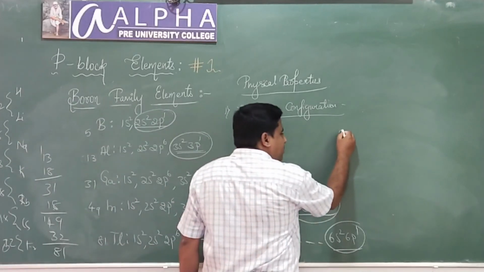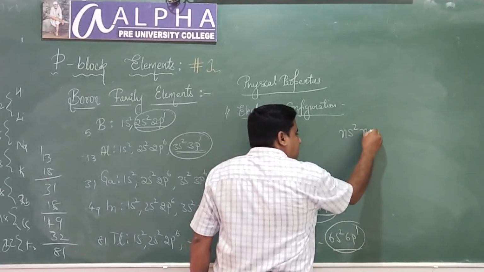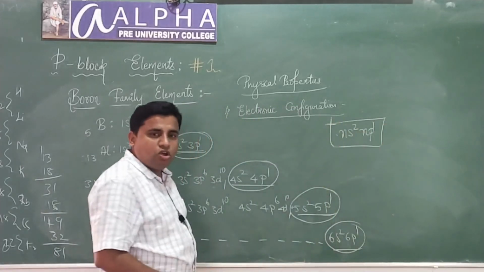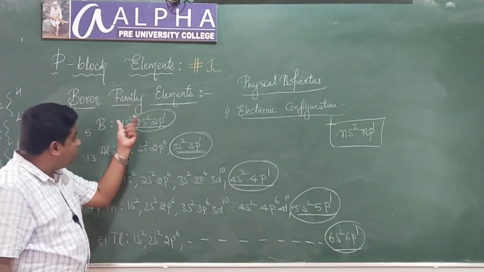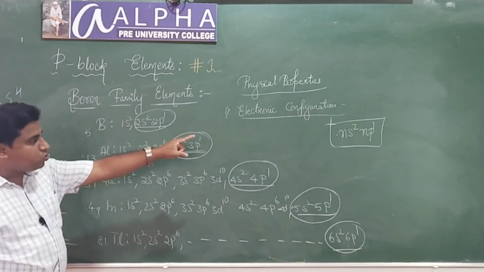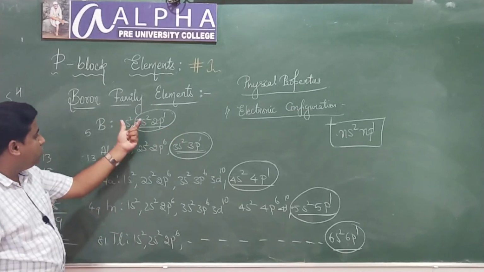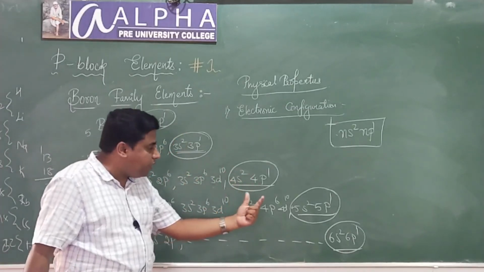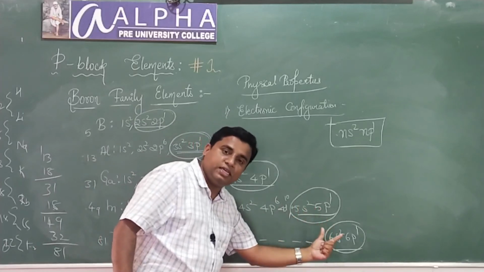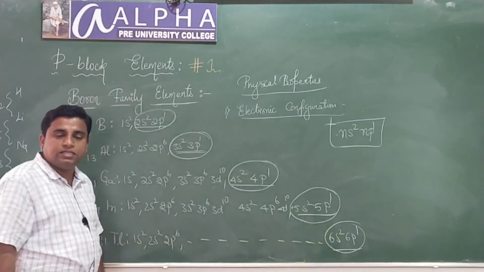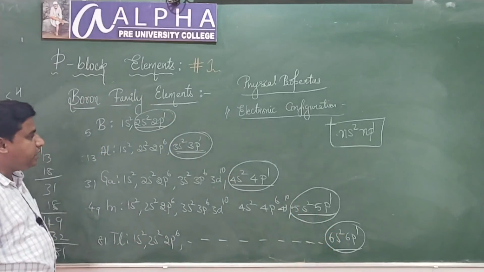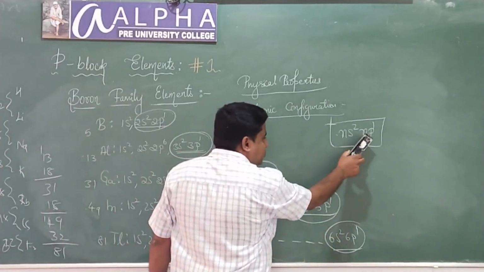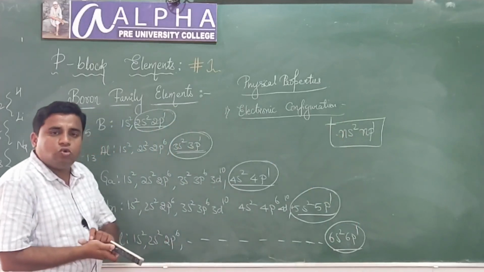Of course, it will be ns2, np1. The general outer electronic configuration of boron family elements is ns2, np1: 2s2, 2p1, 3s2, 3p1, 4s2, 4p1, 5s2, 5p1, 6s2, 6p1. Are we clear? So the general outer electronic configuration is ns2, np1. Any doubts? So where did we go wrong?